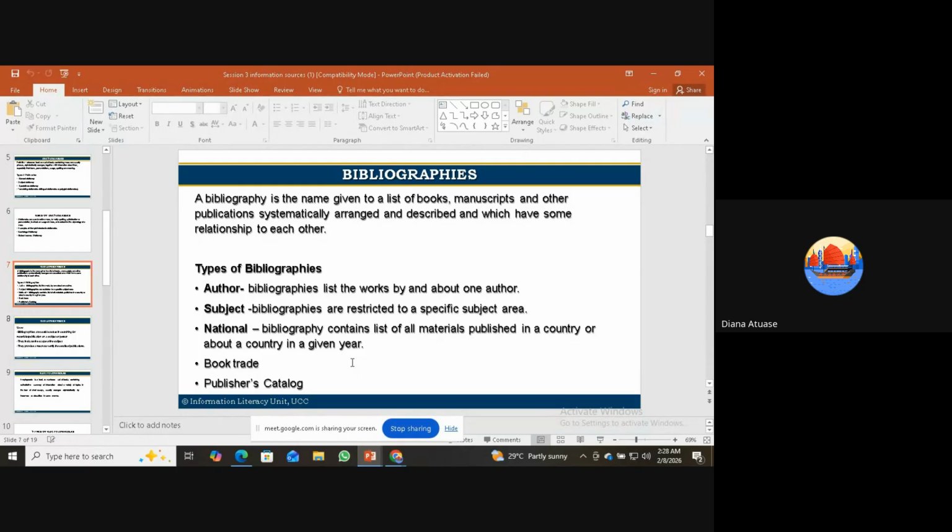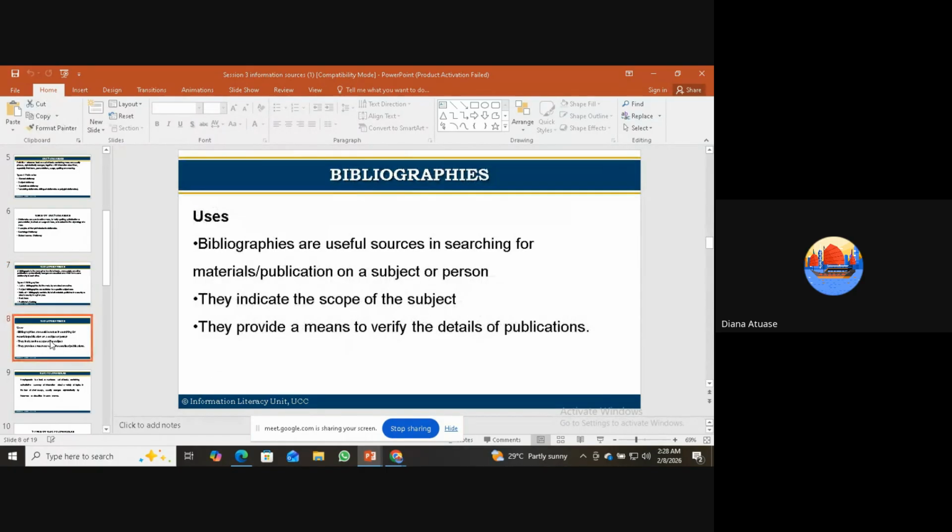They will also have the publishers' catalog. The publishers' catalog is also another reference material. So publishers have lists of authors and the books that have been written by a particular author. So they also have lists of them. So they call them publishers' catalogs.